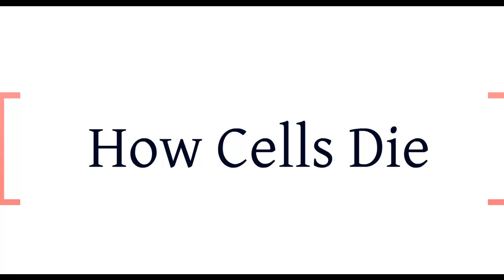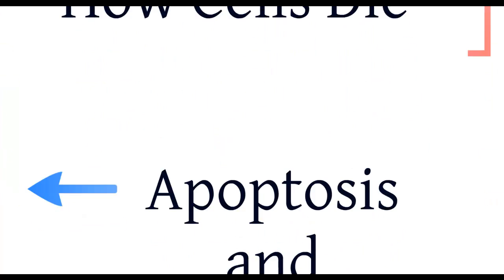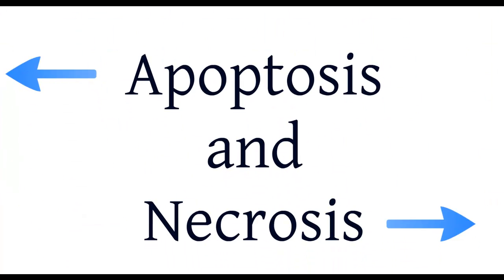Okay, so we have covered how cells stay alive. Now let's talk about how they die. It's really a rather simple process. There are only two ways for a cell to die. One is called apoptosis, and the second one is called necrosis. Necrosis by far is the more common one, the one we're more familiar with, and we'll look at it first.